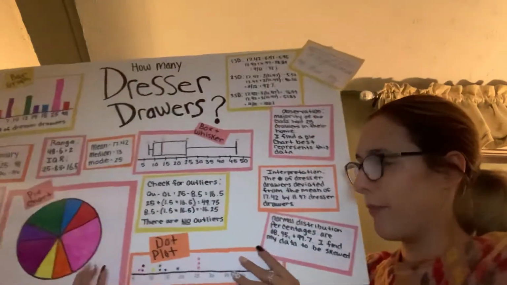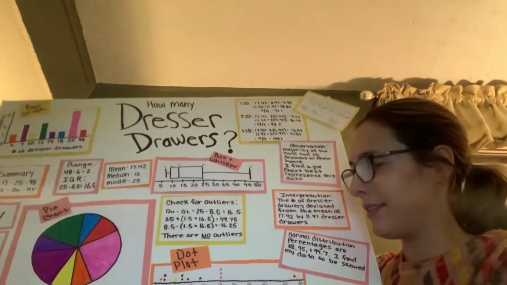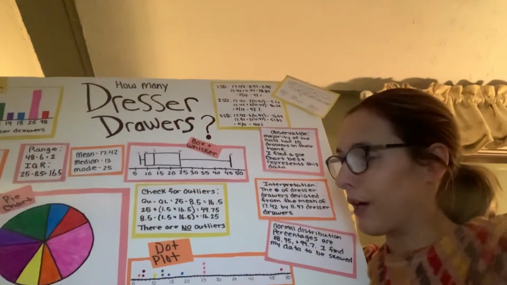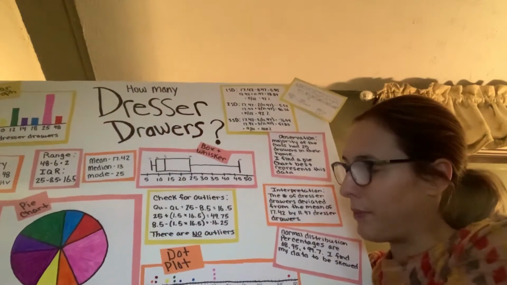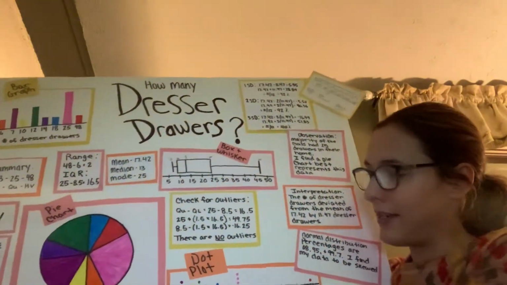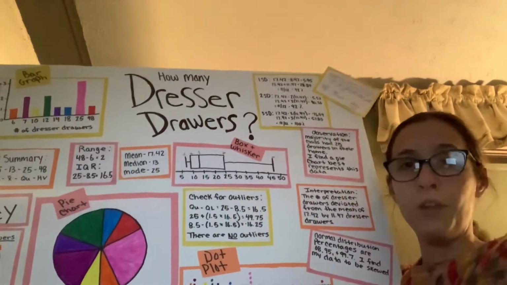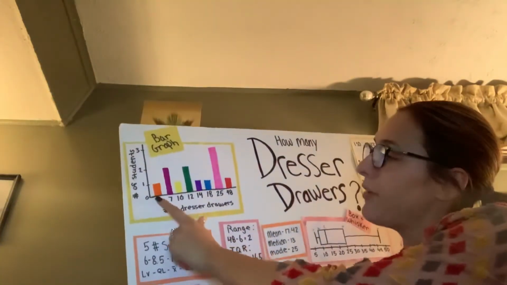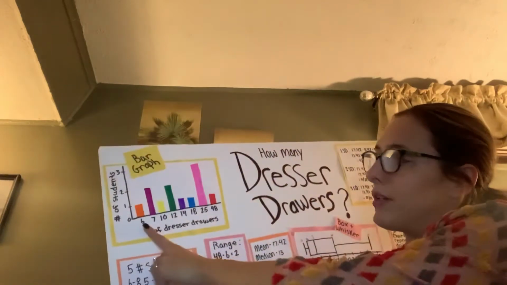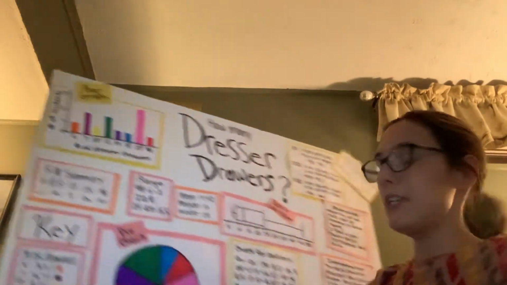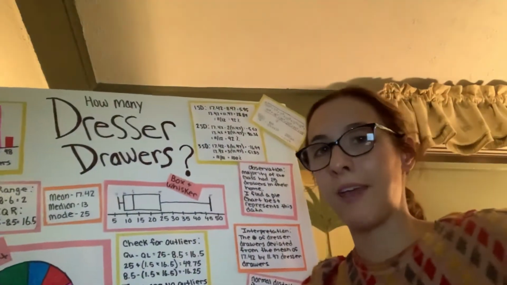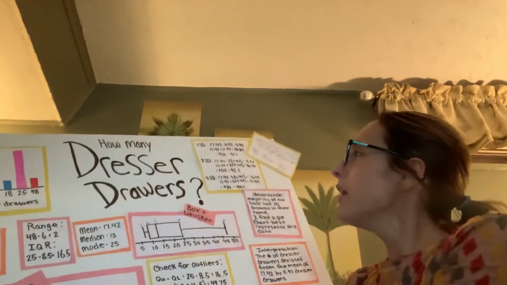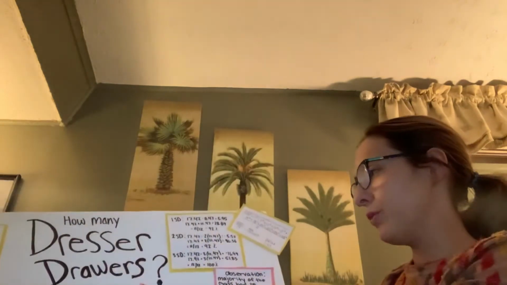And then with the dot plot, it's essentially the same thing, it's just a different way. The bar graph, it's the same thing. If we come here, we can see that 6 drawers, 1 dot, 1 student, and the same if we come to the bar graph. Orange, 6 drawers, 1 student. So they all coordinated well together, I thought, especially for my data. Next, we can move on to my box and whiskers.